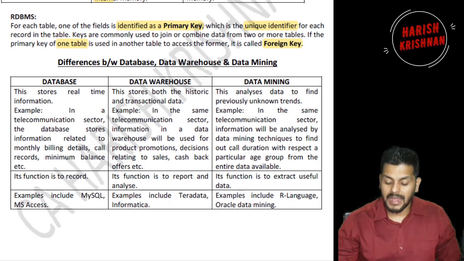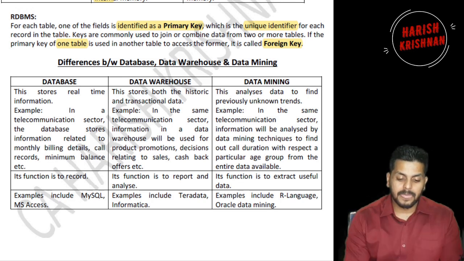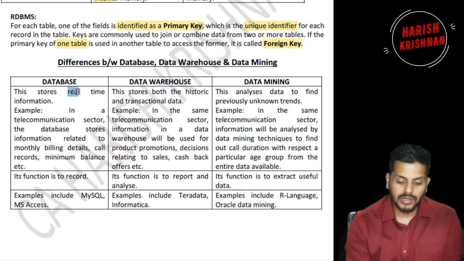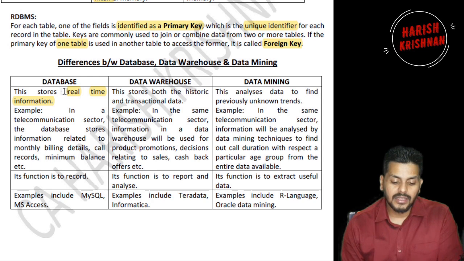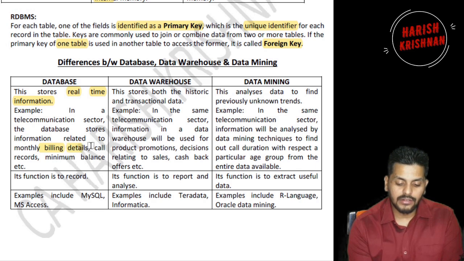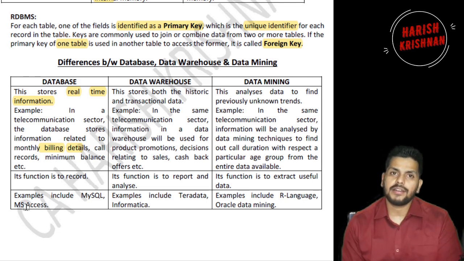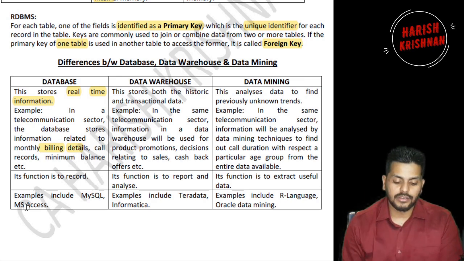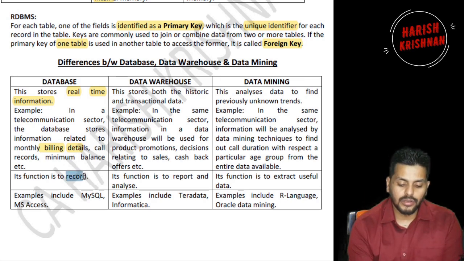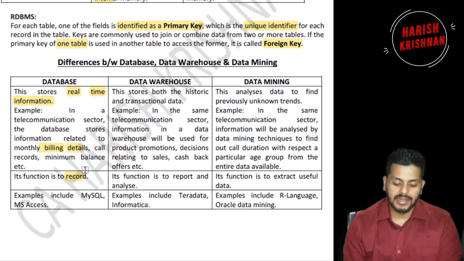So we will also have a quick reading. Check this out: database, data warehouse, and data mining. Three things. Database stores the real-time information. Whatever is going on, real-time information is stored here. For example, in the telecommunication sector, the database stores information related to monthly billing, details, call records, minimum balance, etc. All of what is related to a particular area, like telecommunication, only those related to the telecommunication thing. Its function is to record; all the data will be recorded in the database.